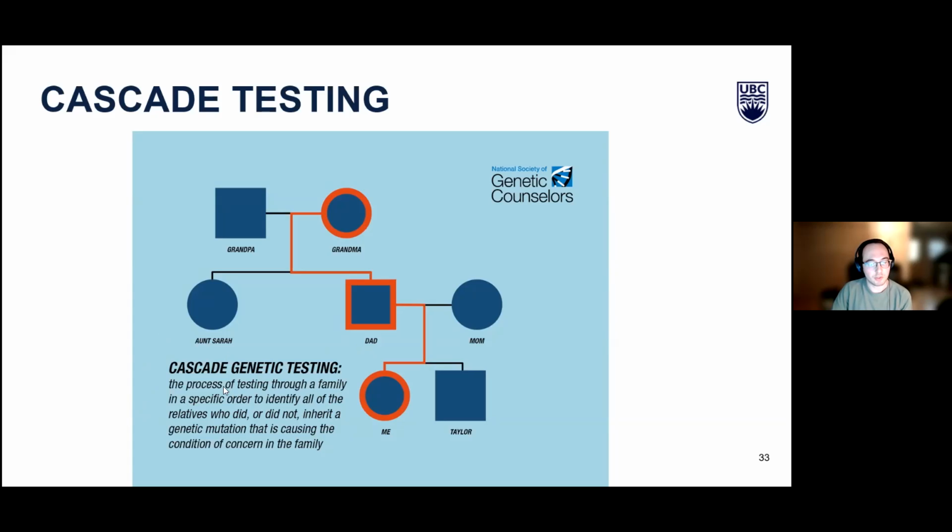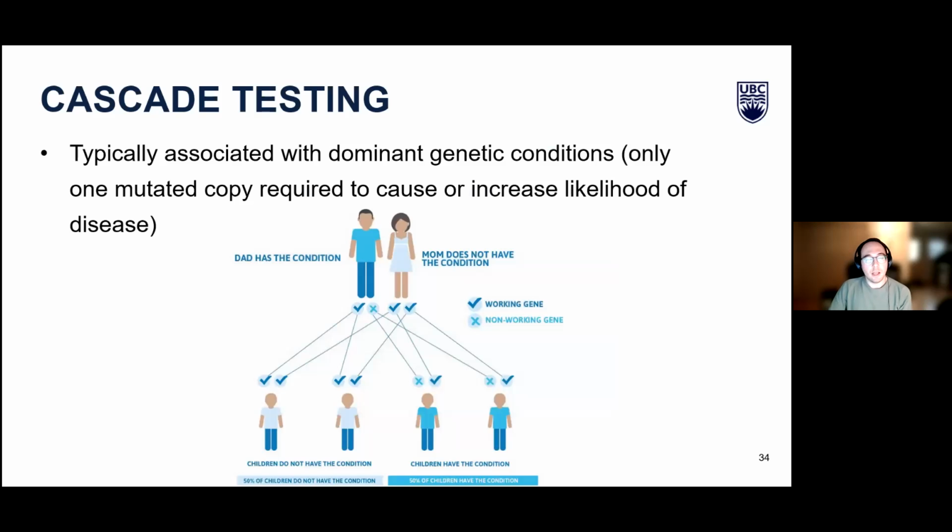This gives a pretty nice description here. So it's the process of testing through a family in a specific order to identify all of the relatives who did or did not inherit a genetic mutation that is causing the condition of concern in the family. Again, in this talk I'm glossing over certain details, but typically cascade testing is associated with dominant genetic conditions. And a dominant genetic condition is where only one mutated copy of a gene is required to cause or increase the likelihood of a specific disease.